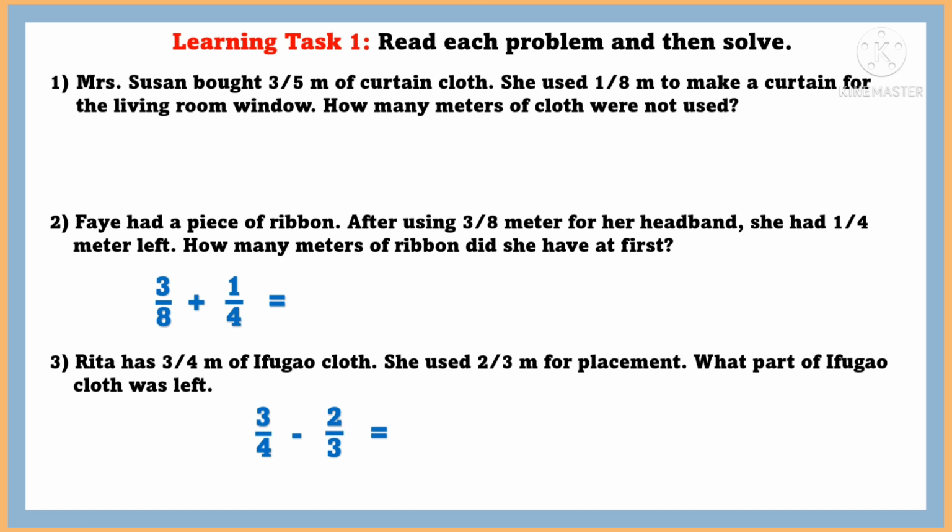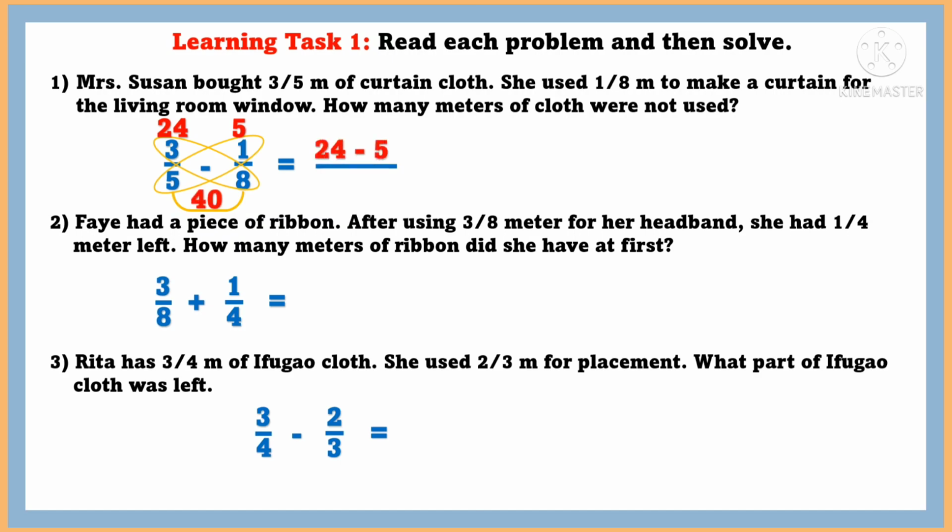So, ang gagawin lang natin ay i-minus ang 1/8 sa 3/5. So, gagamit ako ng butterfly method para sagutin ito. So, i-cross multiply lang natin ito. 8 times 3 is 24. 5 times 1 is 5. And then, i-multiply din natin ang denominator. 5 times 8 is 40.